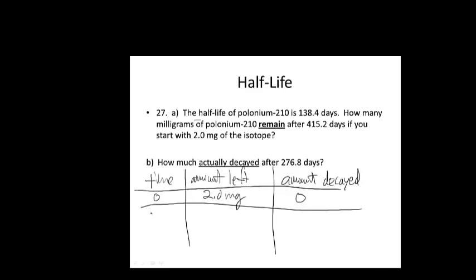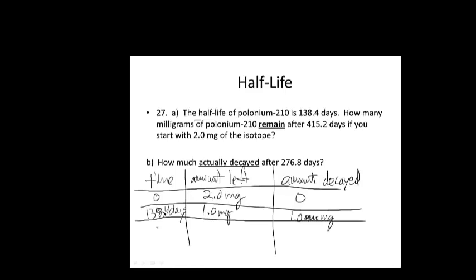Alright, in this column here we're going to add half-life. So our half-life is 138.4 days. So 138.4 plus 0 is 138.4. Alright, in this column here we always divide by 2. So it's a half-life, so half of it went away. So we have 1.0 milligrams left. And this column here, if we just take this number and add it to the previous one, we'll get how much is decayed. So 1.0 milligrams.